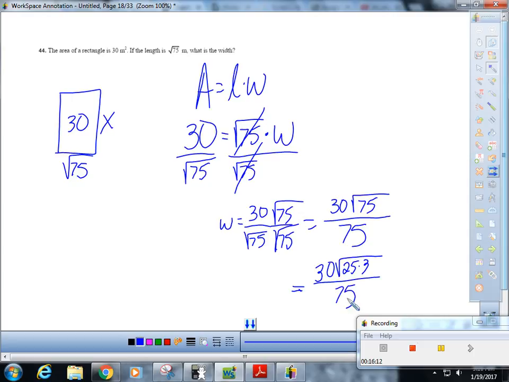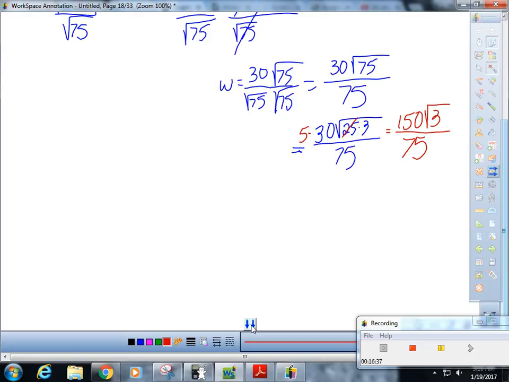Okay? I'm just changing that 75 to 25 times 3. What's the square root of 25? 5. And 5 times 30 is 150. So you get 150 radical 3 over 75. And 150 divided by 75 is 2. And this answer is 2 radical 3. Okay?